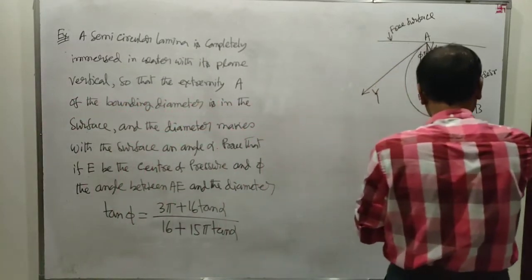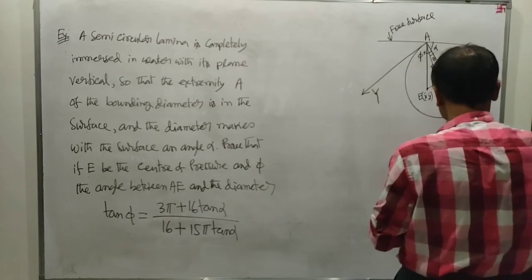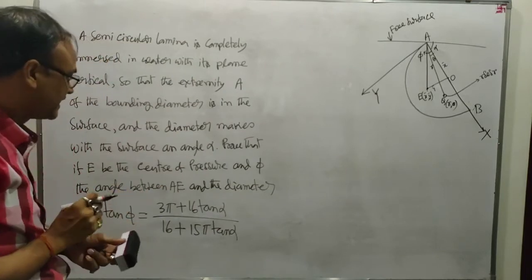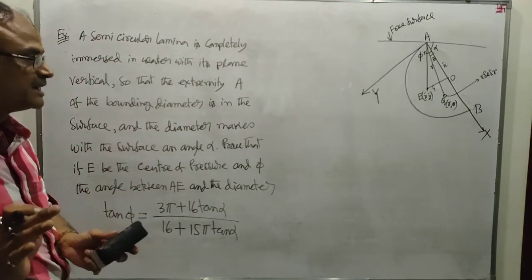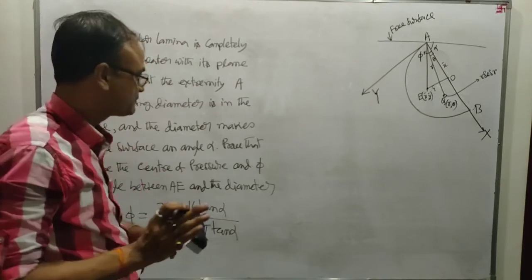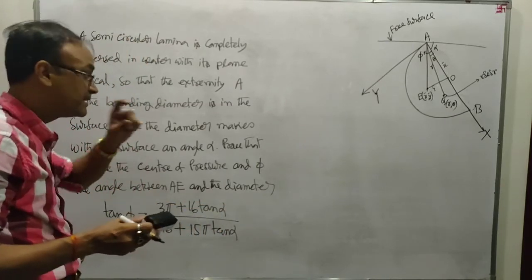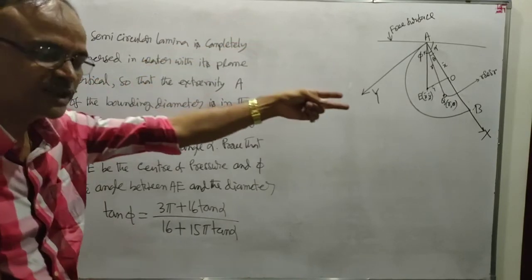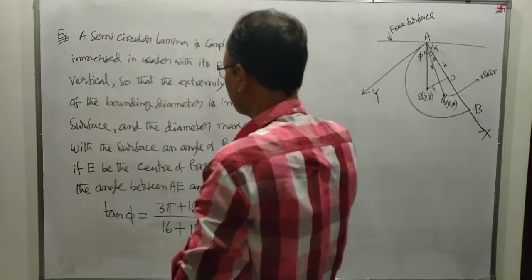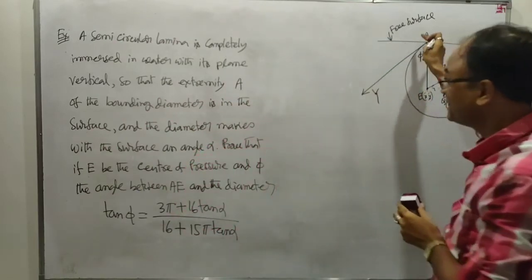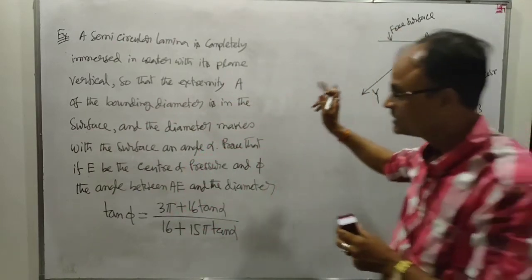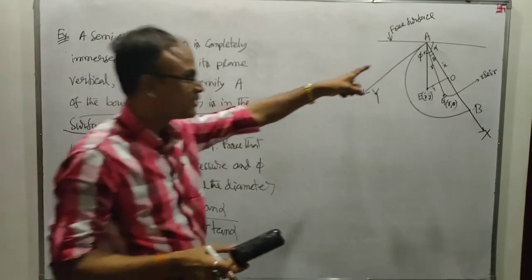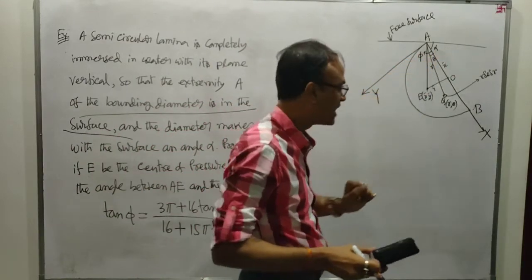This is the elementary area, r delta theta delta r. The polar coordinates are r, theta, referred to A as pole and AX as initial line. Here AB is the bounding diameter of the semicircle. A is in the effective surface. Also the diameter makes an angle alpha with the surface.